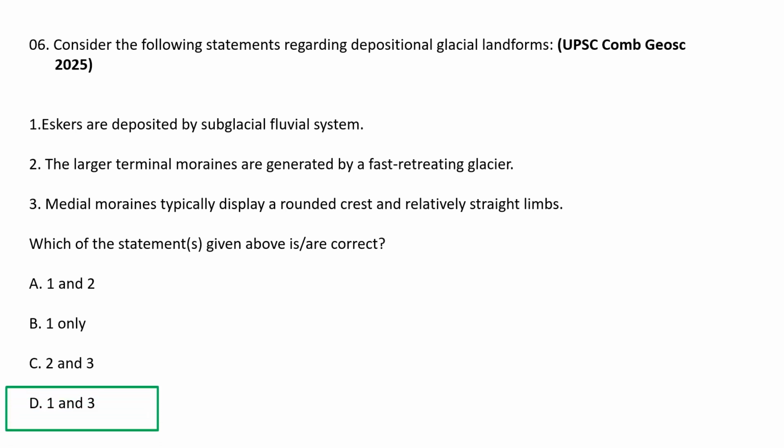So the correct option is D, 1 and 3. So eskers are deposited by subglacial fluvial system, and medial moraines typically display a rounded crust and relatively straight limbs. So that's why D is the correct option.